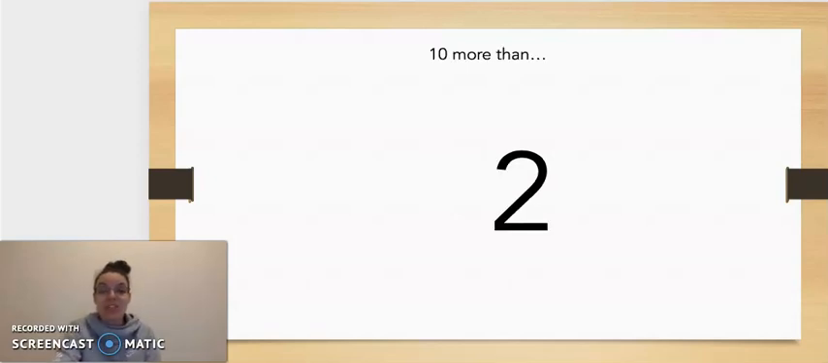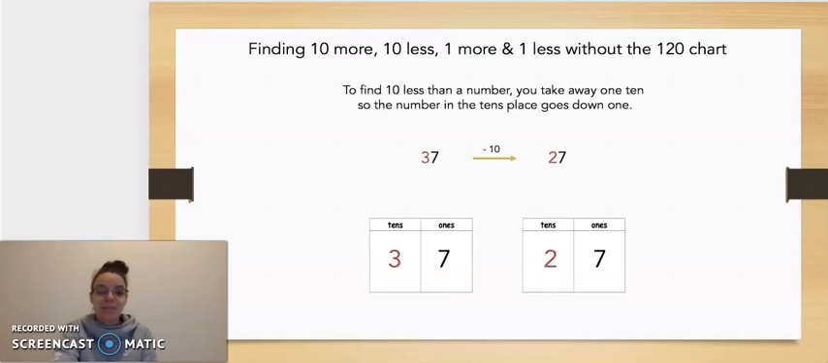What's tricky? 10 more than 2. Whoa. What number is in the tens place there? Yeah, 0. There are no tens. So we need to add 1 ten. And 10 more than 2 is 12. All right. Great.